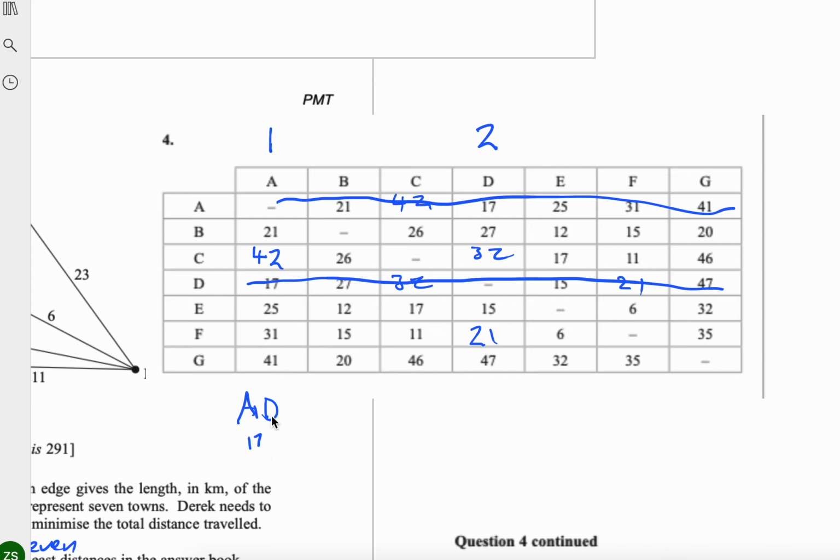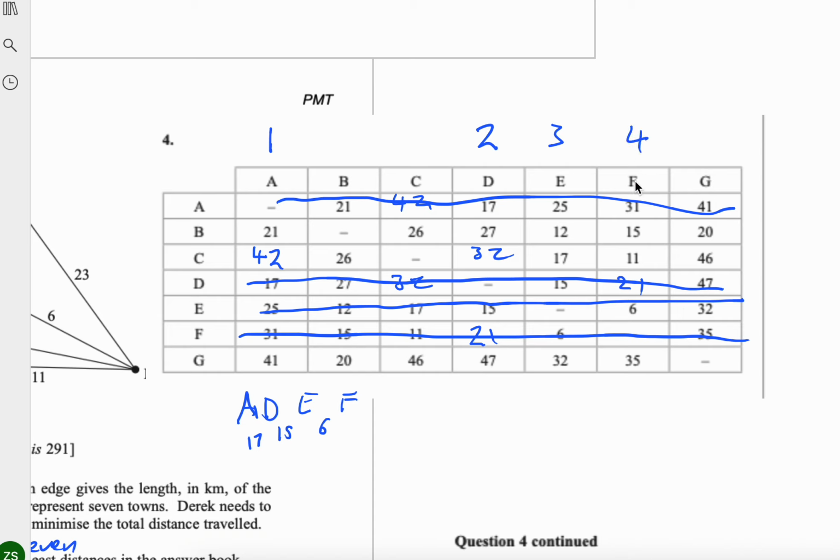You see, this is going to help us later. And at D, what's our smallest value? 15. That's E. So A, D, E, and we write our 15 in between there, and cross off E. Now we're at E. What's our smallest value? 6, F. Let me cross off F.